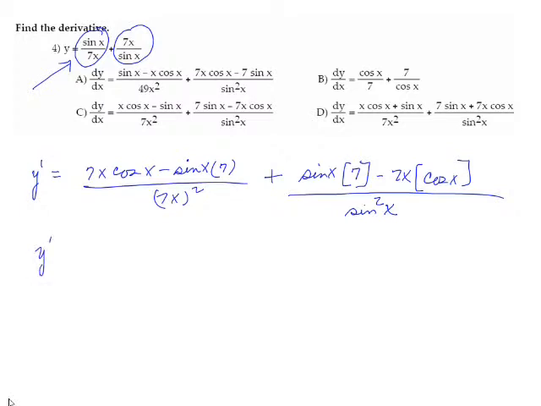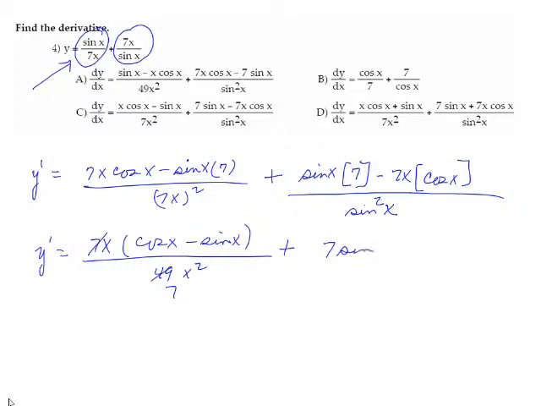Simplifying this, we get x times 7 cosine of x minus sine of x divided by 49x squared. Notice this is going to simplify to being 7x squared. And the second expression is 7 times sine of x minus 7x cosine of x divided by sine squared of x, and looks like that is answer B.